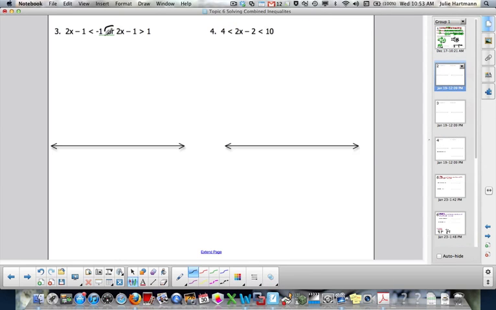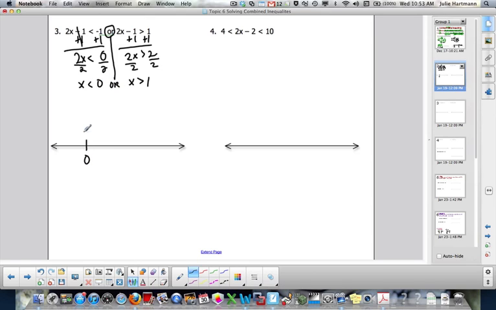Next, all right, here's an or. So solve on this side, add 1. I get 2x is less than negative 1 plus 1 is 0. Divide by 2. 0 divided by 2 is 0. On this side, add 1. 2x is greater than 2. And divide by 2, x is greater than 1. So x is less than 0, or x is greater than 1. And this is or, so is that okay? Yeah, perfectly fine. You could be here or here. So that's it.